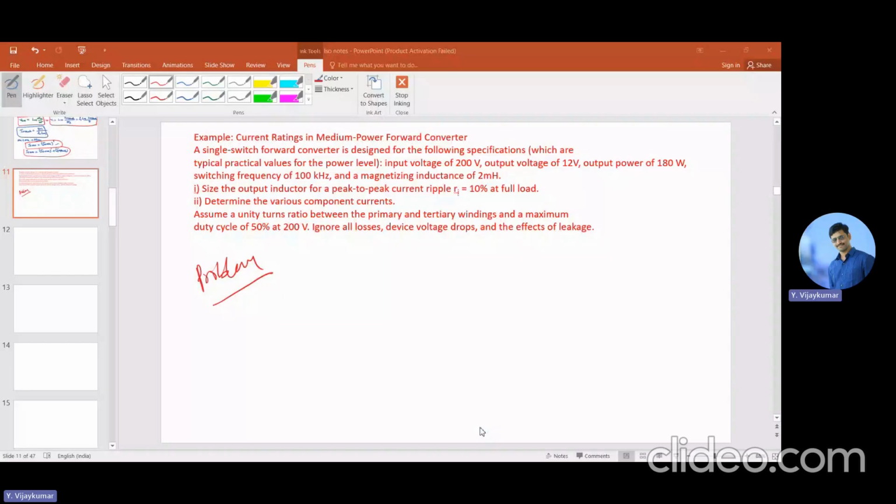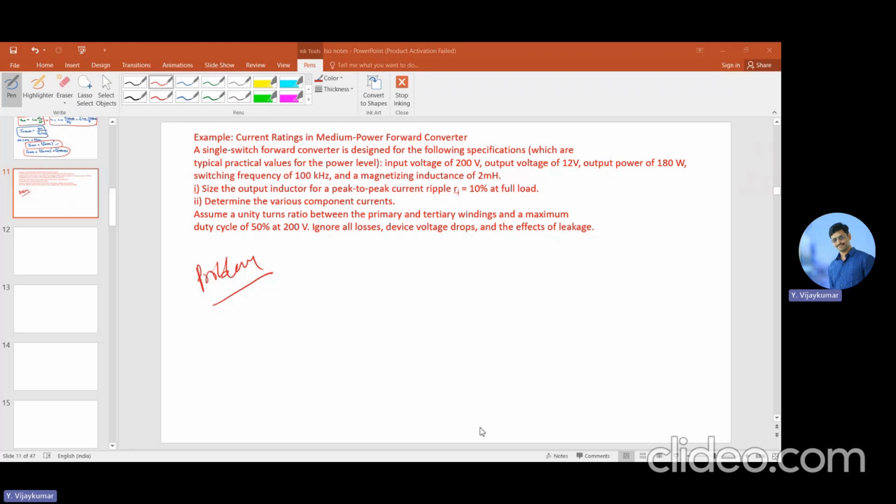Good morning, everybody. We have been discussing the forward converter. In the last class, we discussed the forward converter operation, the three different modes of operation and their operation, the waveforms, and the equations of the inductor current for both on time and off time. Then we discussed the inductor minimum and maximum currents.